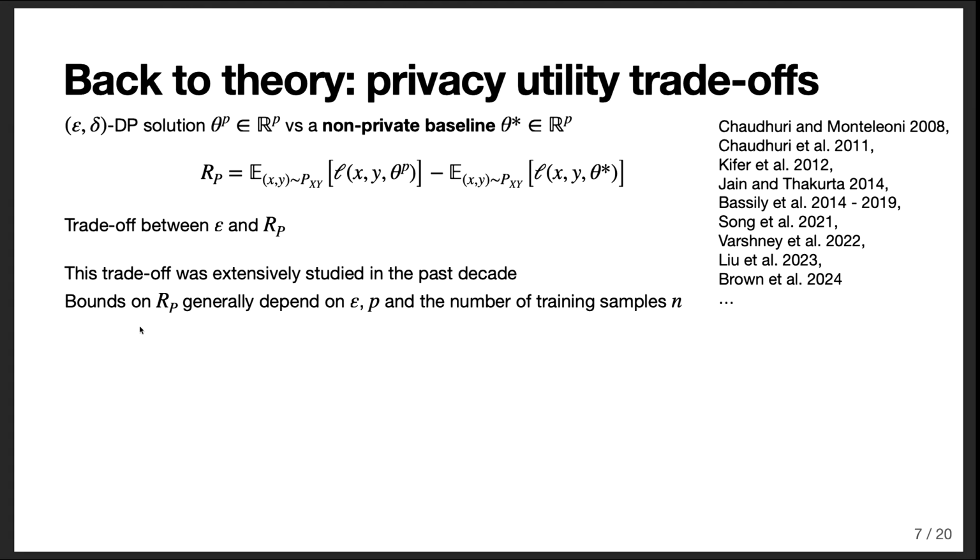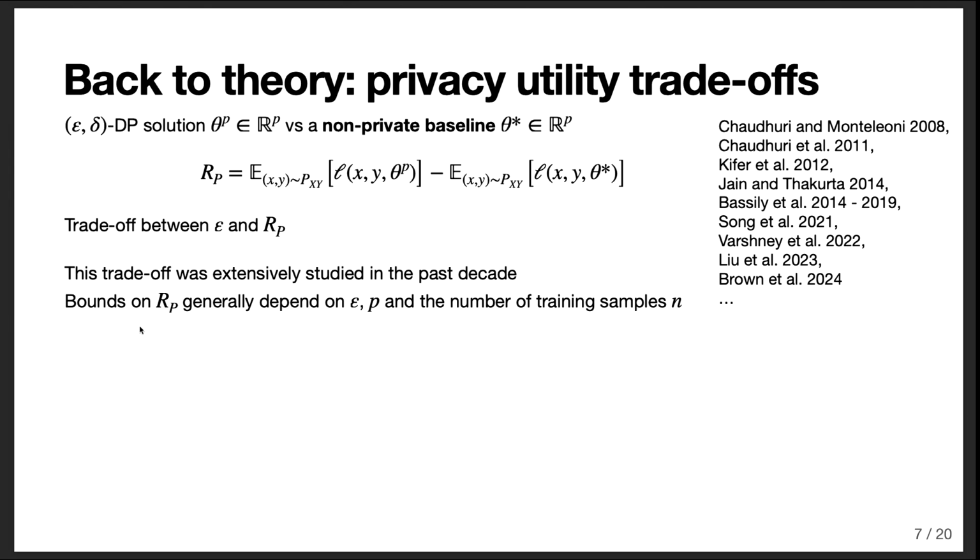Let's go back to theory. I'm going to remove my engineer hat. These trade-offs have been studied in theory, and people are looking at what they call the excess population risk. So they consider a non-private baseline, theta star. You can imagine this as, for example, the solution of gradient descent, so a non-private algorithm. And you can see how much higher the population risk of a private algorithm is with respect to the population risk of the non-private algorithm. This is exactly what we were testing before with the blue and the red line.